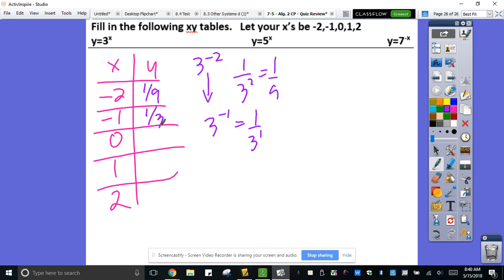And I told you, there's 9 here. So on the 2 here, 9. 1 over 9 to the negative 2, to the positive, this will be 9. To the negative 1, 1/3, this will be 3. And 3 to the 0 is equal to 1. Very simple.